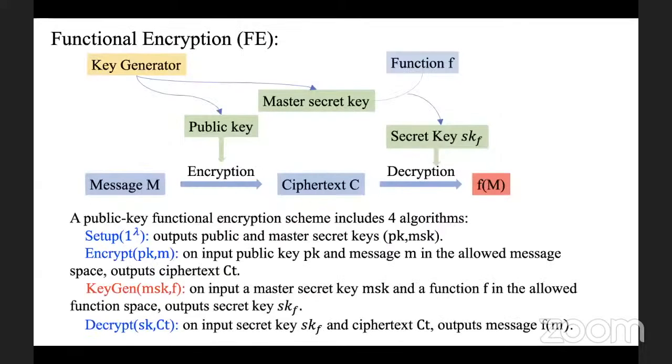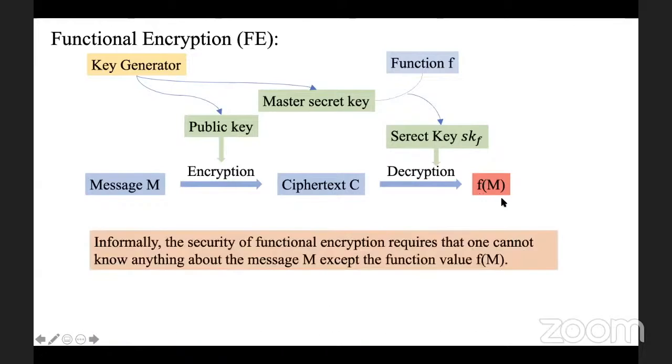In an FE scheme, the key generator will generate a public key and a master secret key. We can use the public key to do the encryption to get the ciphertext. When we want to do the decryption, firstly, we should choose a function f. Then we call the key generation algorithm to generate a secret key for the function f. Finally, we can use the secret key to do the decryption to get a function value of the message, f(m). Informally, the security of functional encryption requires that one can't know anything about the message m except the function value f(m).